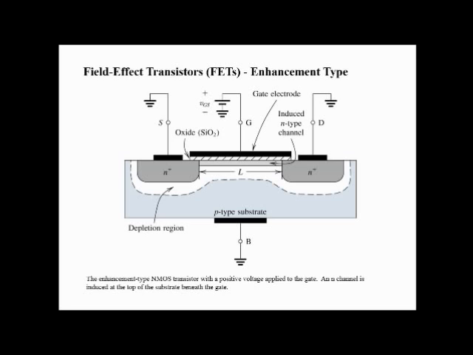This is a circuit diagram of the E-type FET, that is, the enhancement type. The enhancement type NMOSFET has a positive voltage applied to the gate. This positive bias voltage enhances this layer to be opened up for the drain current to flow. An N channel is induced at the top of the substrate beneath the gate, and this channel is the main reason for the flow of electrons and current, and it is very helpful in the construction of this circuit.